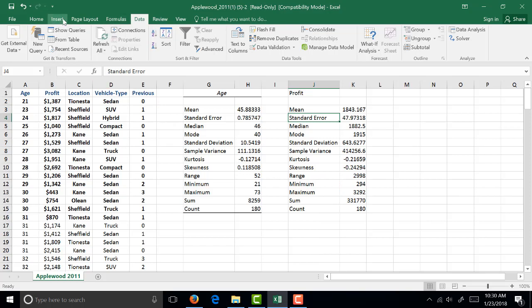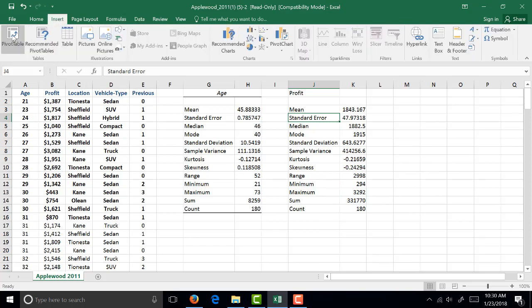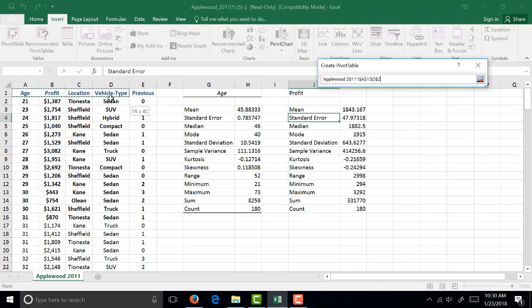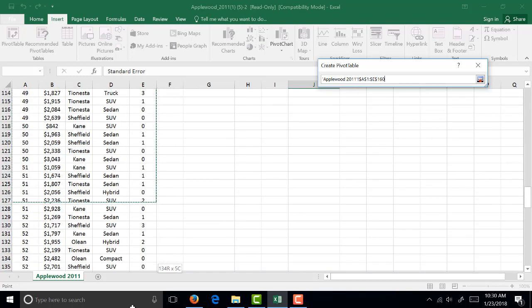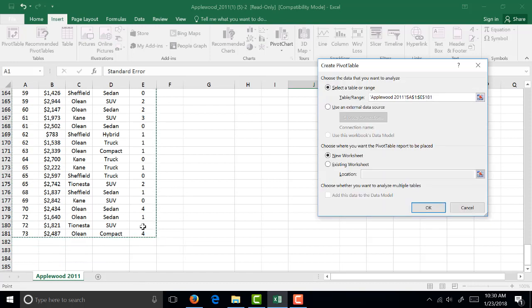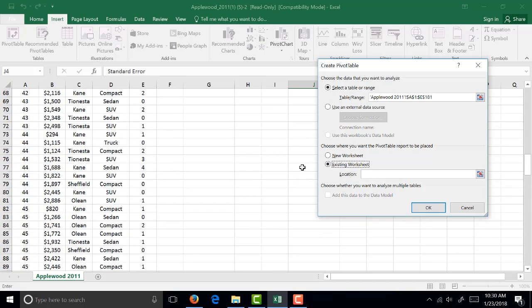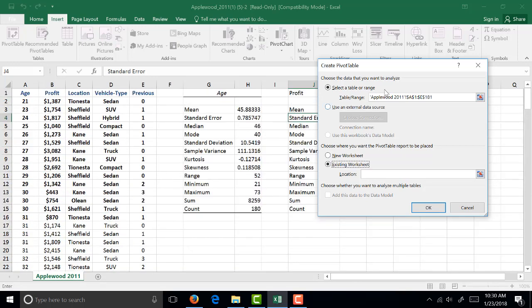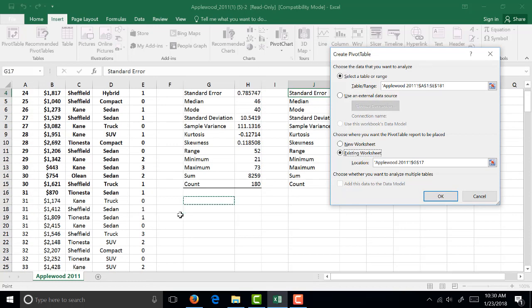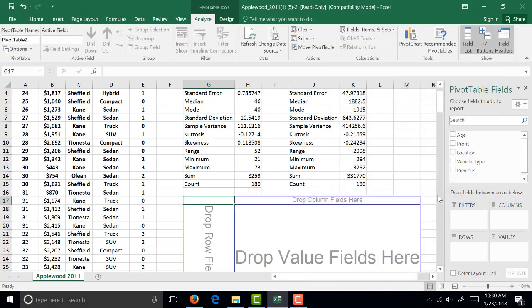So what I'll do is I'll go to my insert, pivot table. Now it highlights differently, so you want to notice where the outlines are. So I'm going to highlight all of my data, including the headings, but don't go beyond. So I have that where I want it. I want it in the existing worksheet, and I'll put it right down here, and I'm going to click OK.